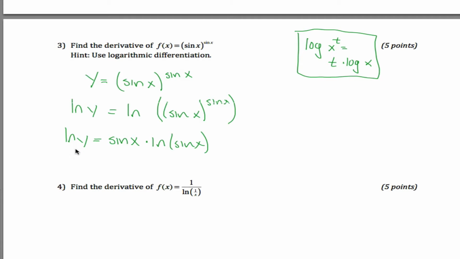Take the derivative of the left-hand side, the derivative of natural log of y. Well, if it were just natural log of x, it'd be 1 over x. With natural log of y, I'll use the chain rule. It'll be 1 over y times the derivative of that y, which is y prime.